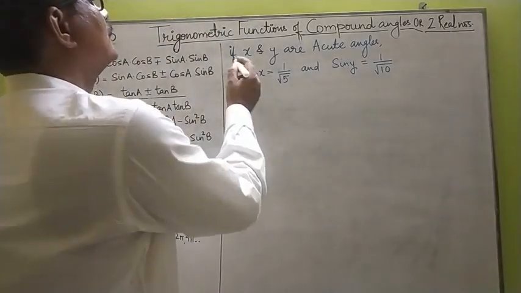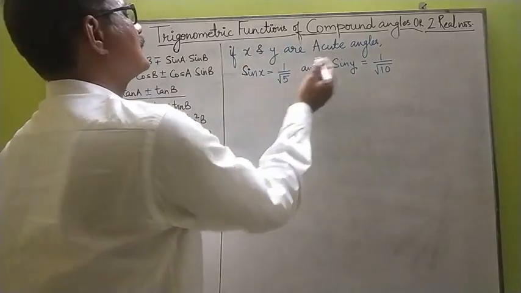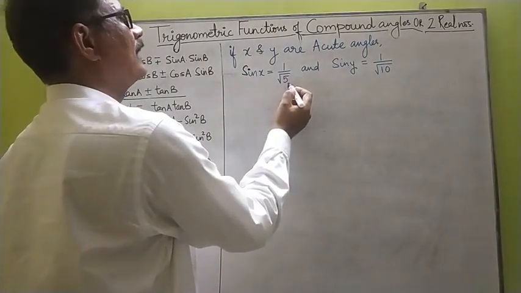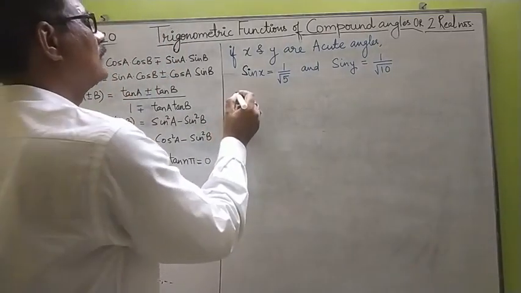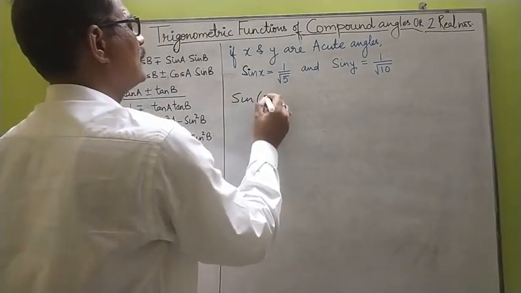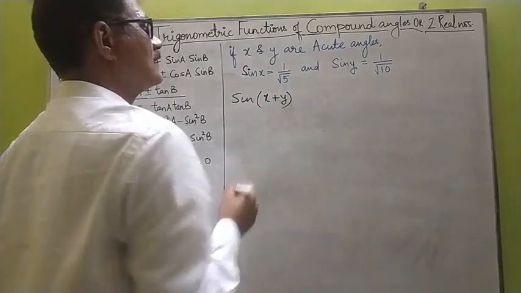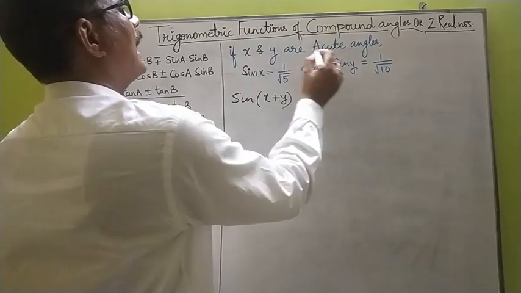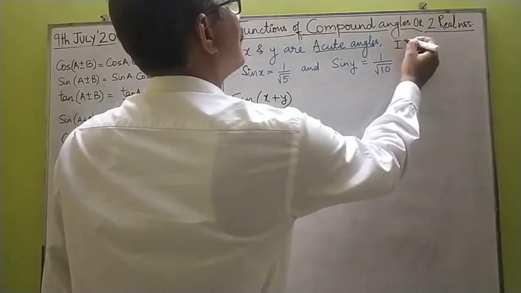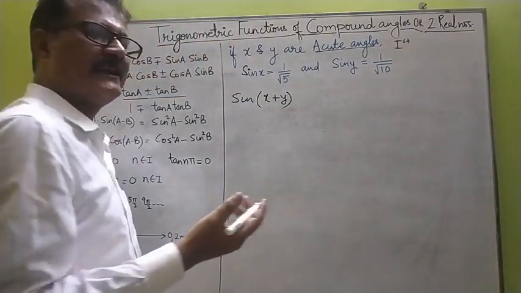Now, if x and y are acute angles, sin x is given as 1 by root 5 and sin y is 1 by root 10, we need to find out the value of sine of x plus y. How will you find that? Now look here, acute angles. Acute angles means they lie in the first quadrant.